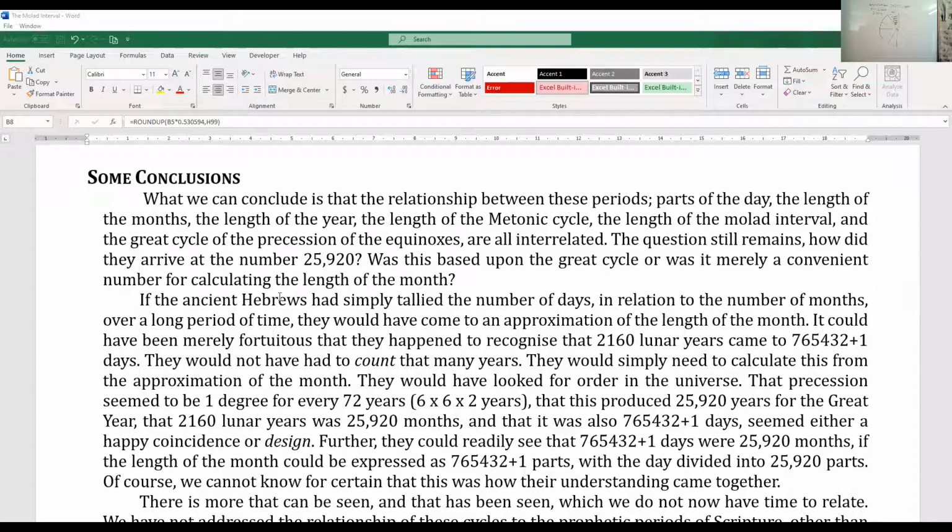Further, they could readily see that 765,432 plus 1 days were 25,920 months. And if the length of the month could be expressed as 765,432 plus 1 parts, with the day divided into 25,920 parts. Of course, we cannot know for certain that this was how their understanding came together. So in order to come to that number, they had to have come across it either by coincidence or in some way that it was just pure luck that they came upon this number that happened to be the number of years.